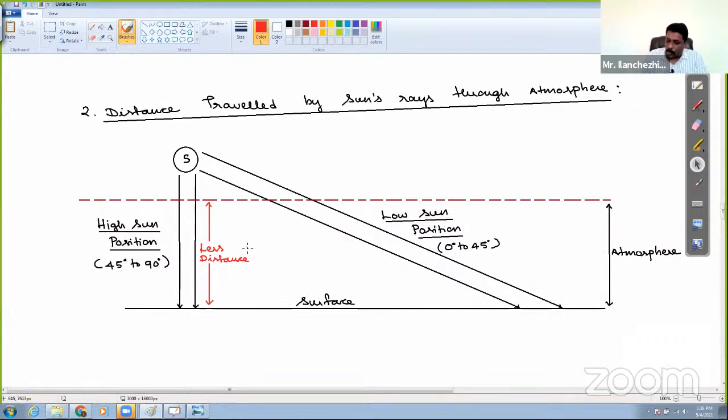On the other hand, when I talk about a slanting sun's rays, my friend, they travel a longer distance through the atmosphere. Now, what difference is it going to make, my dear friends? The longer the distance traveled by sun's rays through the atmosphere, the more will be the loss of insolation. Say, for example, water vapor present in the atmosphere will absorb insolation.